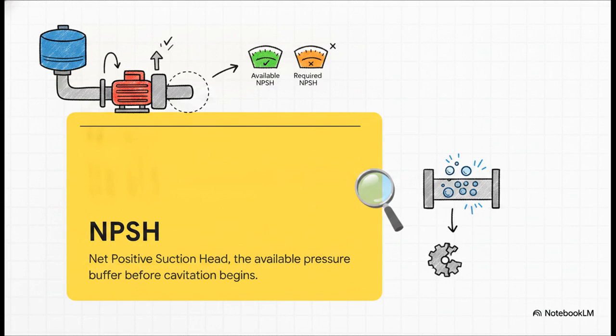Think of NPSH as a vital safety buffer of pressure. The pump manufacturer tells us how much pressure the pump requires to function without cavitating. That's the required NPSH. Our job as system engineers is to figure out the available NPSH based on our specific piping and reservoir setup. So the crucial takeaway here is this. As long as our available NPSH stays higher than the pump's required NPSH, our machinery is totally safe. The exact moment they equal out, that's when the bubbles form and the destruction begins.